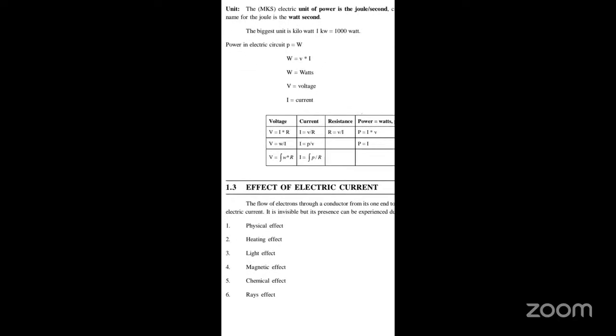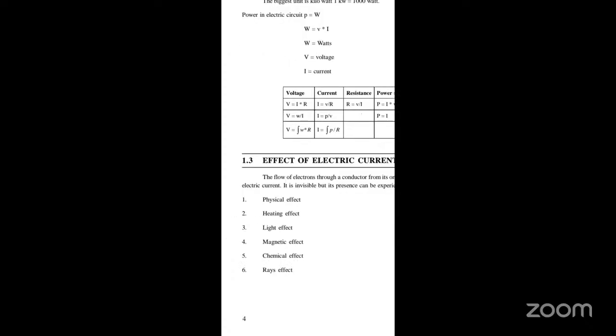V is equal to IR is nothing but Ohm's law, no? From that Ohm's law only we are getting the formulas for current: I is equal to V by R, and resistance R is equal to V by I. Now voltage V is equal to W by I also.